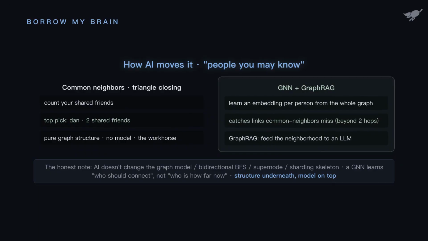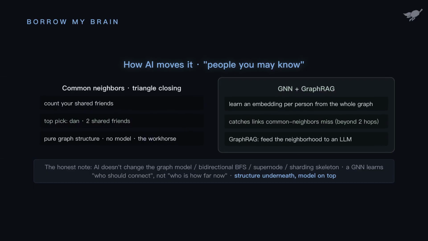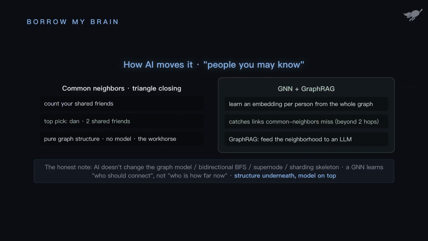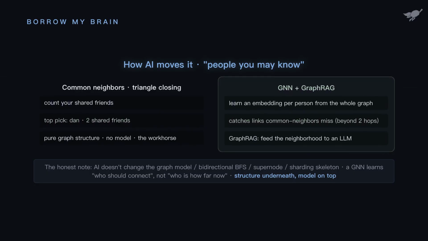So what does a GNN add? It learns a vector embedding for every person from the whole graph. It captures structural signals beyond 2 hops and recommends the connections common neighbors miss. One level up, GraphRag. Walk along the knowledge graph and feed the neighborhood to the large model.